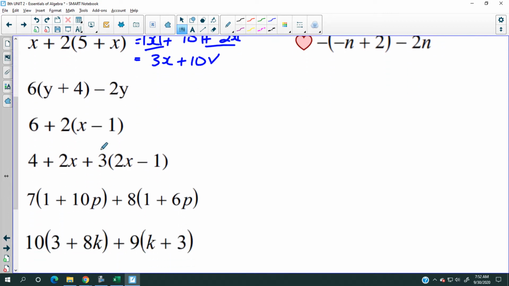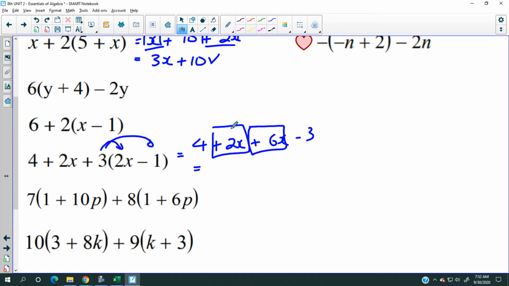I like this one. So let's see, I've got to rewrite. 3 times 2x is 6x. 3 times -1 is -3. So combine like terms. These 2 are in the same family, so that's 8x. I'm going to take care of the letters first. 8x. 4 minus 3, positive 1.